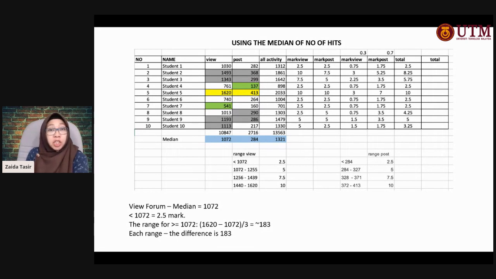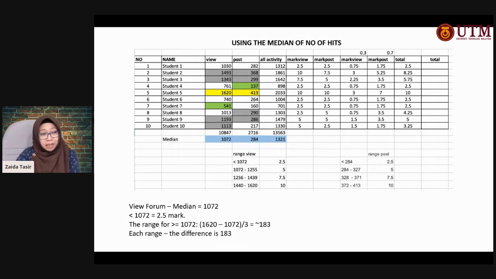So just some tips to all of you. If you are going to grade student participation in the forum using the median or mean or average, you need to inform the students of the method that you use, so that they will know your expectations and your standards for them to participate in the online discussion forum.